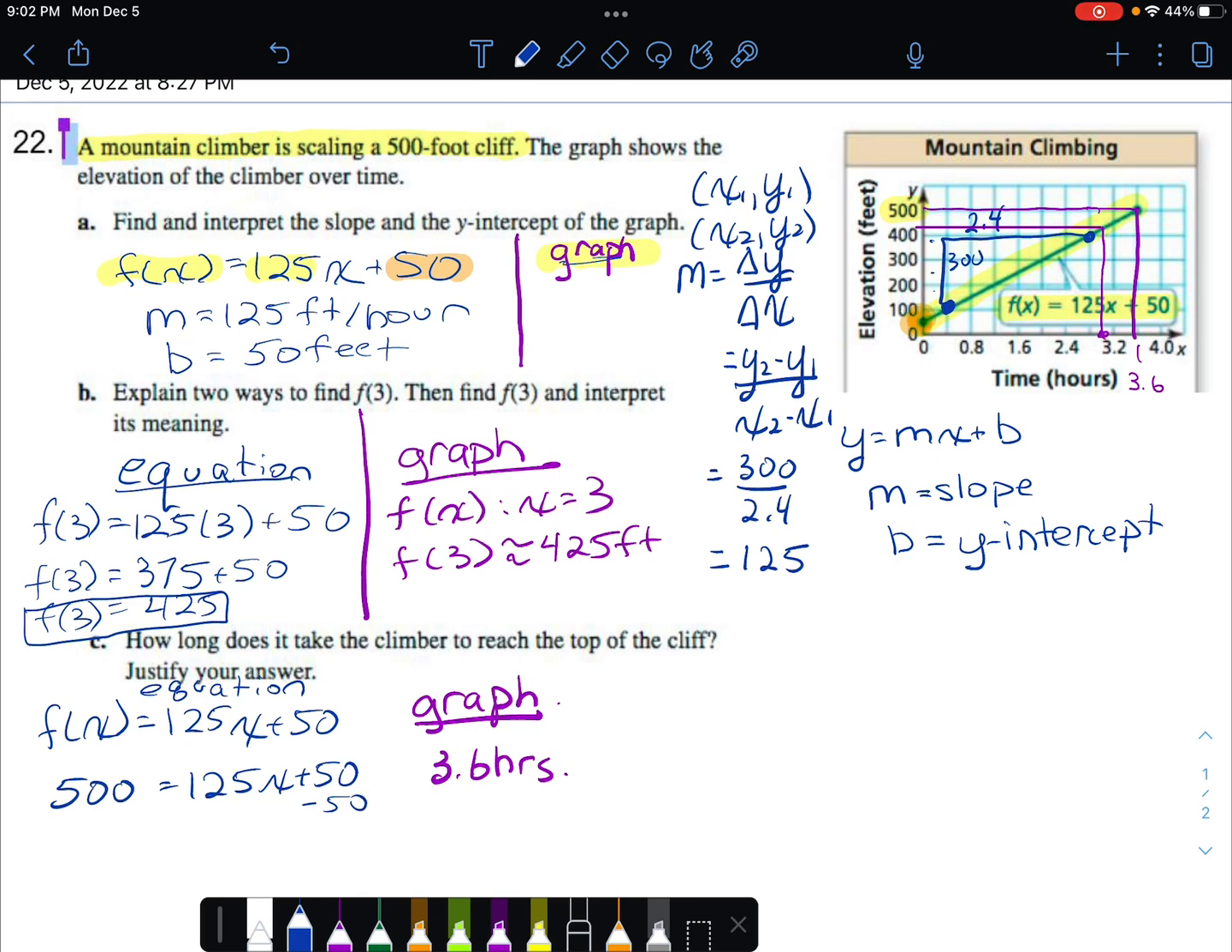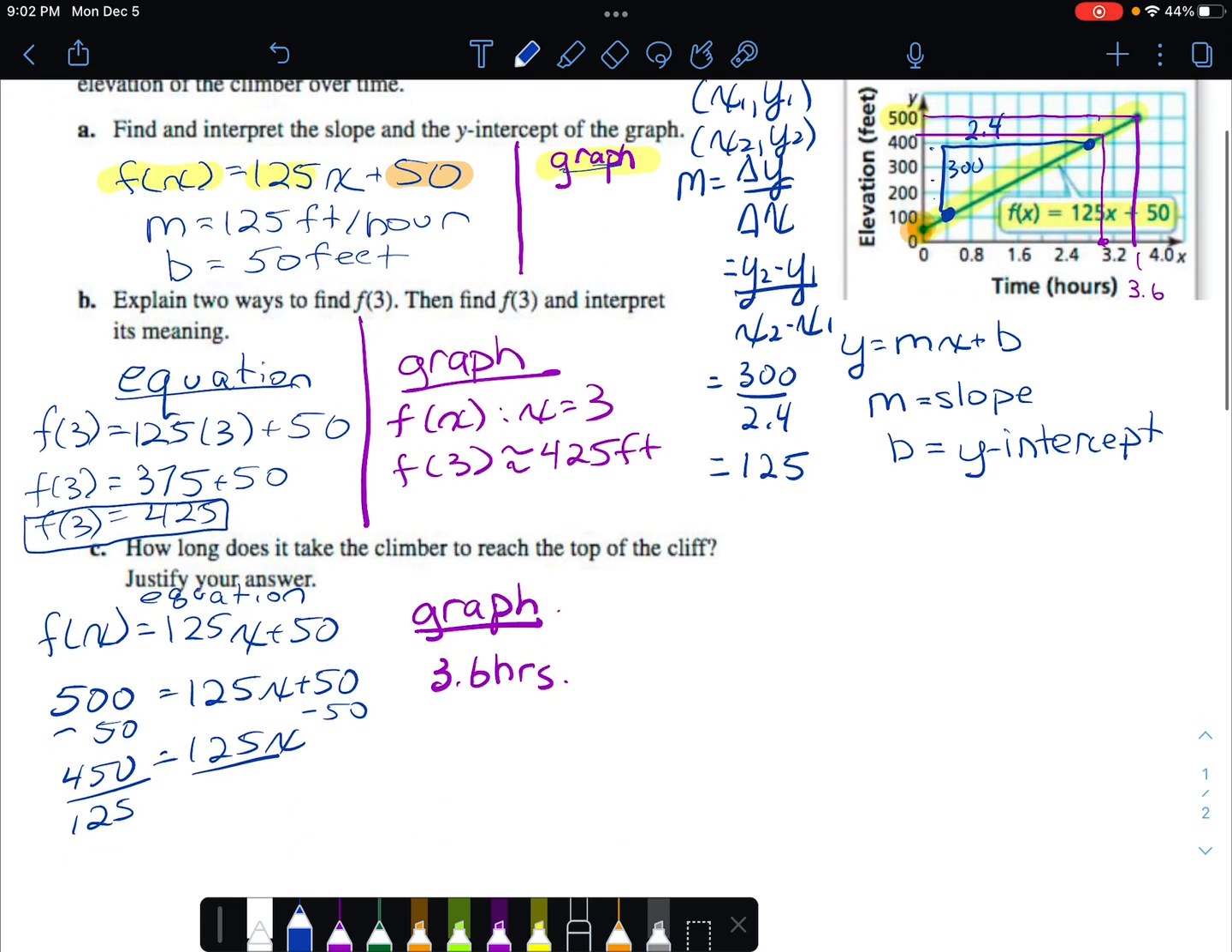Okay, so we're going to subtract 50 from each side. That gives us 450, which is equal to 125x. We're going to divide each side by 125. And that's going to get us x is equal to, let's see, 450 divided by 125. It goes in 3 times.